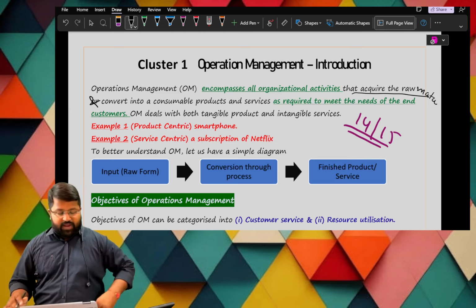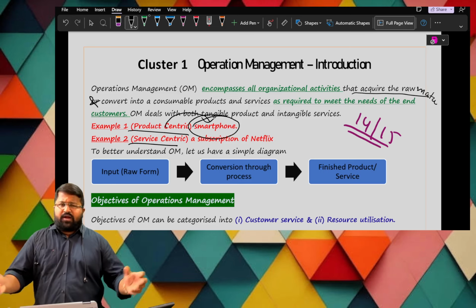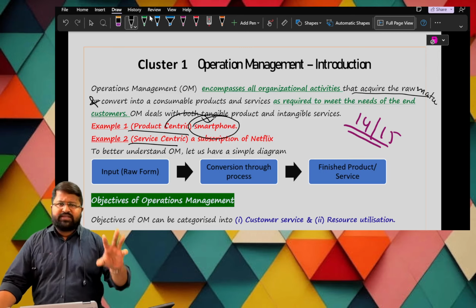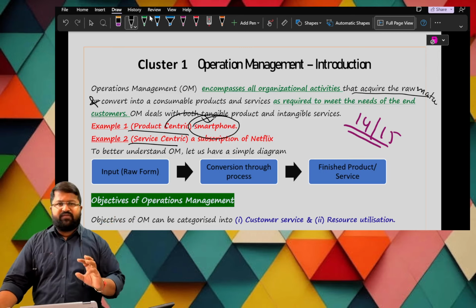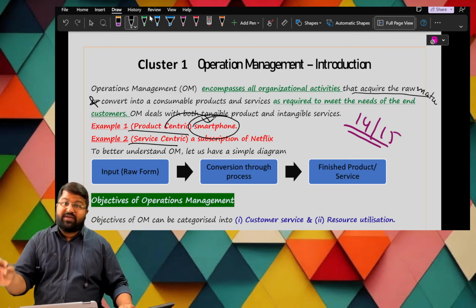We also have to give examples, product centric and service centric. In case of product centric, what is an example? My smartphone, whether it is an iPhone or tab, whatever it be, it is product oriented. And what about service? Netflix and all. You will be having some music membership now. All these things are service oriented.